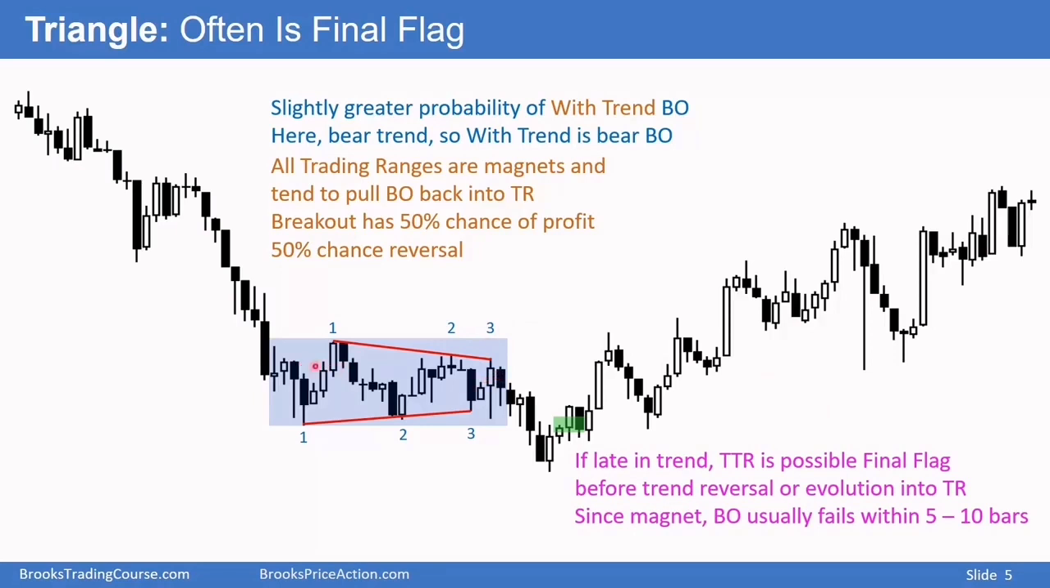Again, anytime the market goes sideways late in a trend, it usually is the final flag. And after the market breaks out, the market either remains in a trading range or you get a reversal. A triangle late in a bear trend, usually it's the final bear flag. Because it's a magnet, a breakout usually fails within about 5 bars, and the market gets pulled back into this area of agreement.